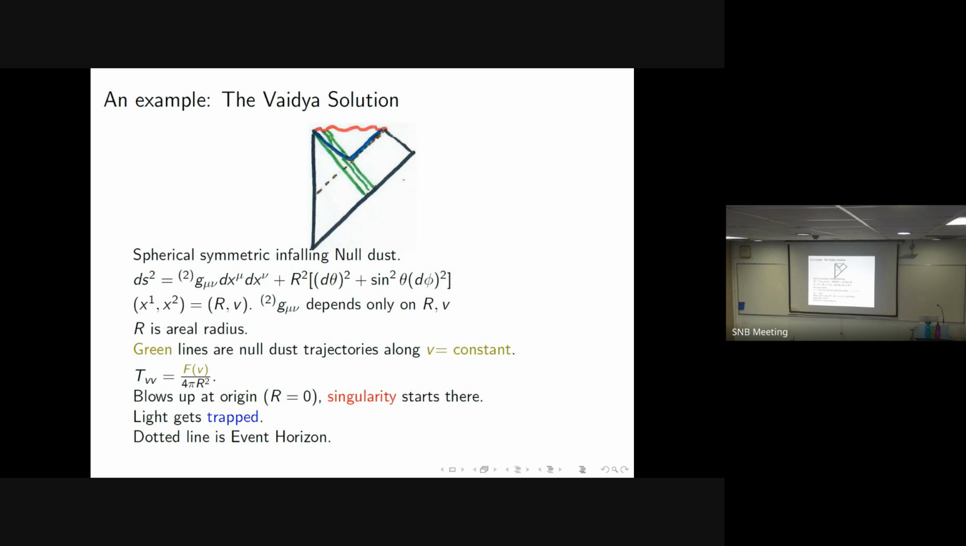So what is this Vaidya solution? I am drawing a Penrose diagram. In this Penrose diagram, it's a spherically symmetric solution. Again, you have past null infinity, you have future null infinity, you have a singularity, and you look down, you don't see the whole space-time, so there's a black hole. But this is an explicit solution in which you can give a metric, Vaidya gave a metric, and it describes spherically symmetric infalling null dust.